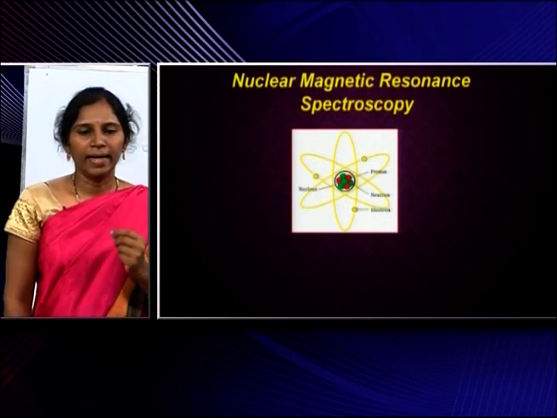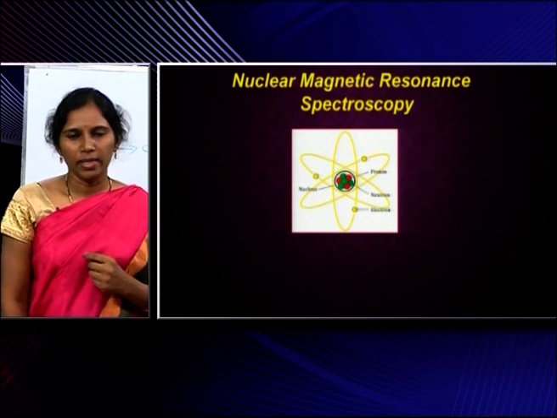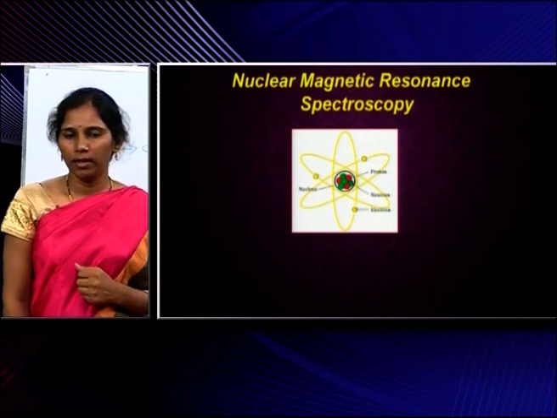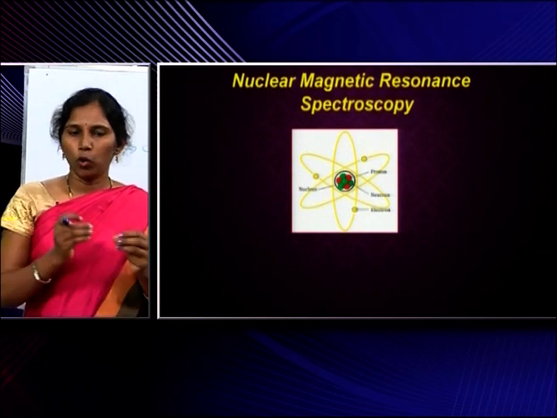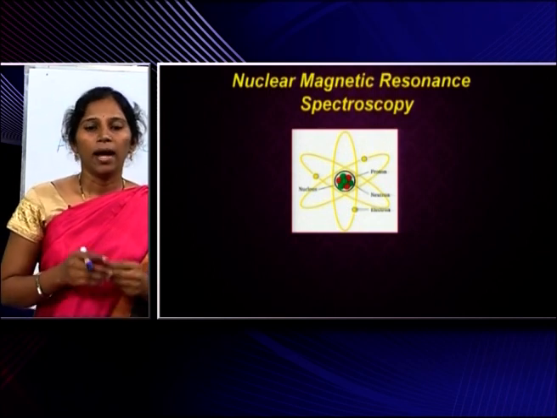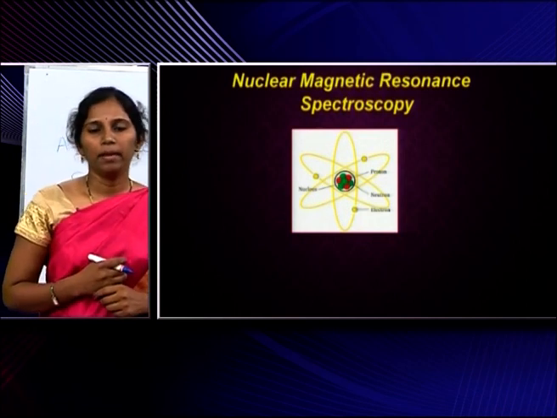Nucleus means the central part of the atom, which consists of protons and neutrons around which electrons are revolving. And one more thing we know about the nucleus is that the protons are positively charged and the neutrons do not have any charge. And next word, magnet.